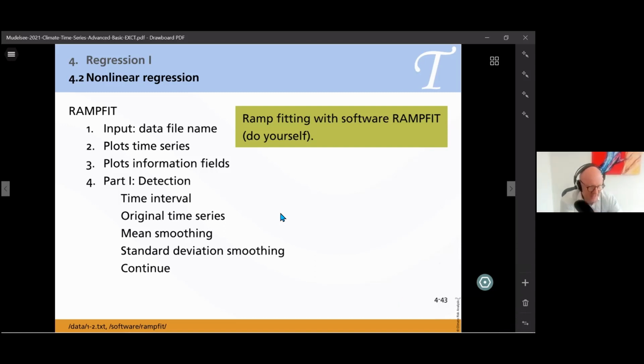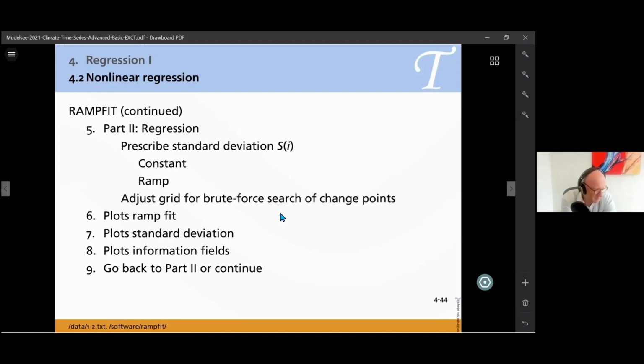Then you saw that I did what is called a smoothing, a k-nearest neighbor smoothing. This was just to have a rough look where the change points may be located. And then we could also do this for the standard deviation. I will do this in a minute or so. And then we continued to part 2, which I call regression, where we prescribe the standard deviation. We prescribed it in the first run as a constant, no weighting, constant weights unity. That means you use OLS for the ramp. But you could also impose a parametric form, and this is what we do in a minute.